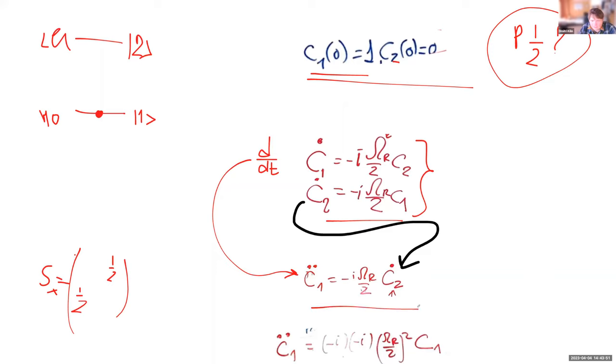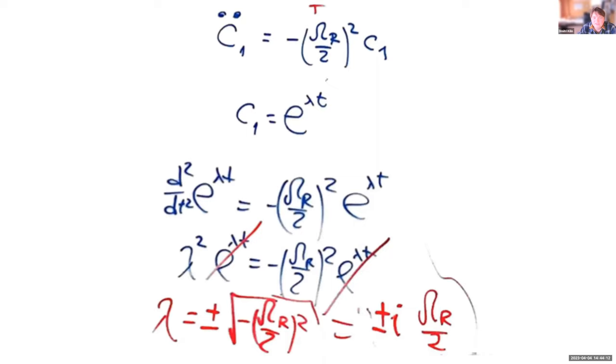Okay, so we are getting the second order equation for coefficient C1. It is connected to itself and can be solved. The standard way to solve differential equations is to assume that the solution has an exponential form, plug this general form of the solution into the equation, perform the derivative, and get a characteristic equation.